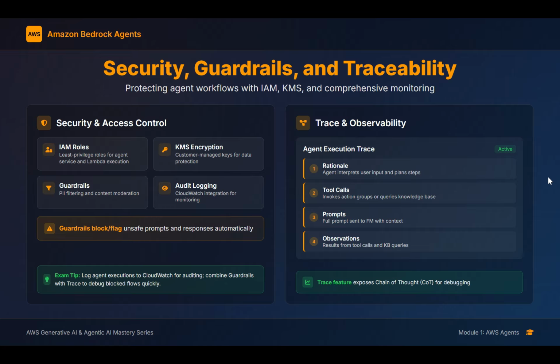There is a multi-step process attached to it. You can intercept the agent's behavior by validating what input it gets and what plan and step execution it made a decision on. You can also validate the tool-level invocations, the action group queries, and the knowledge base as well. You can also identify what prompts are sent to the foundation model with context, and you can also observe the returns from the tools calls and KB queries. You can also understand the chain of thought for debugging while this process runs behind the scenes.